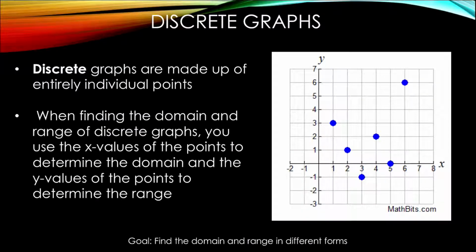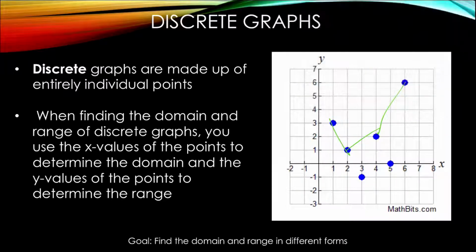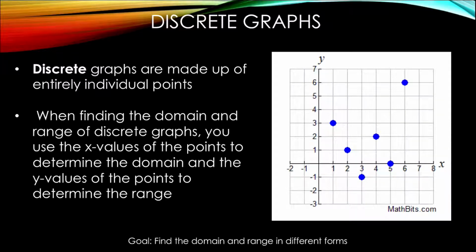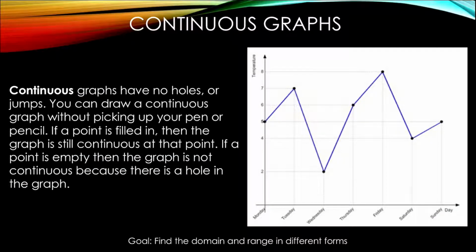Okay. So discrete graphs are graphs that are made up of entirely individual points. Notice I don't have anything connecting these. That's what we could call discrete. So when finding the domain and range of these discrete graphs, we have to use the x values of the points and the y values of the points to be able to determine the domain and the range.